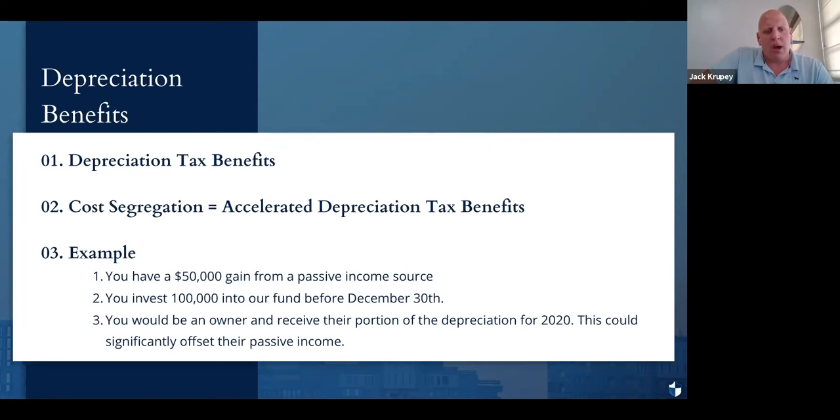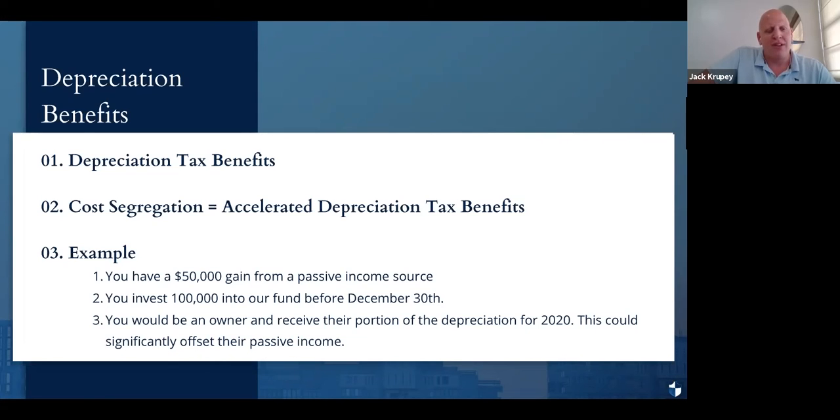So the cost segregation that's done on multifamily is really not feasible on single-family houses. Some of our investors own a couple of single-family houses, and they ask, can I do that on my own properties? It's just cost prohibitive on, say, a $200,000 house.